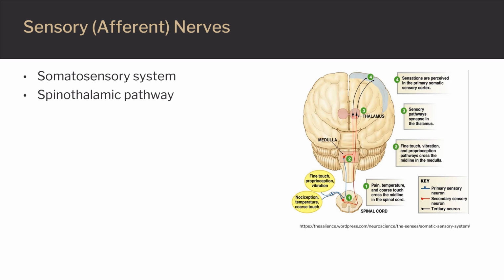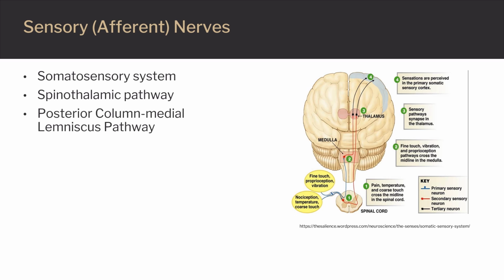Spinothalamic pathway. Conduction of sensation, particularly pain, temperature, pressure, touch, tickling, and itching, is the job of the spinothalamic pathway. These messages are then relayed from the receptor cells to the spinal cord to the thalamus part of the brain.